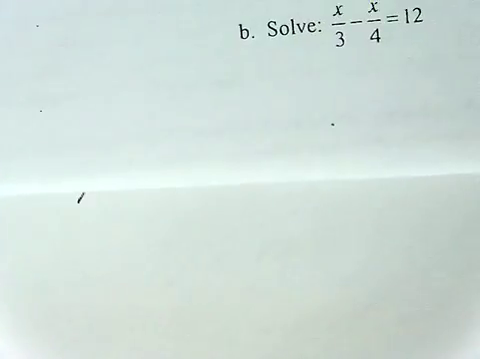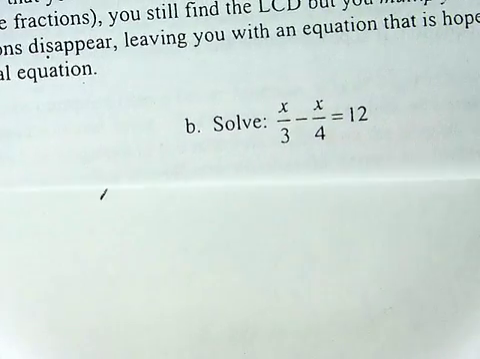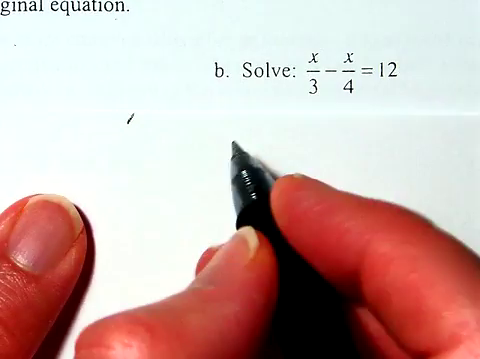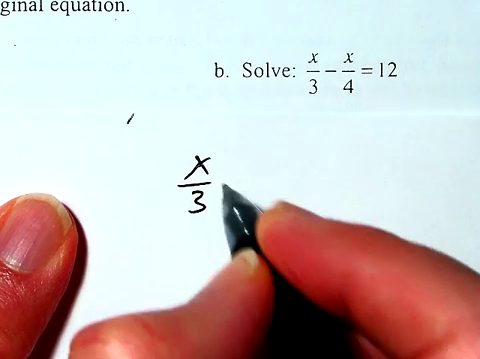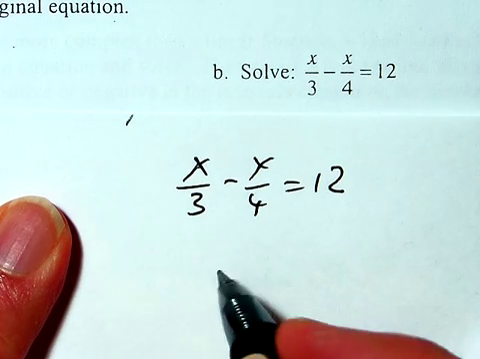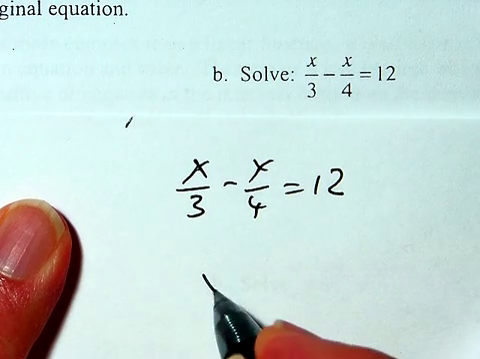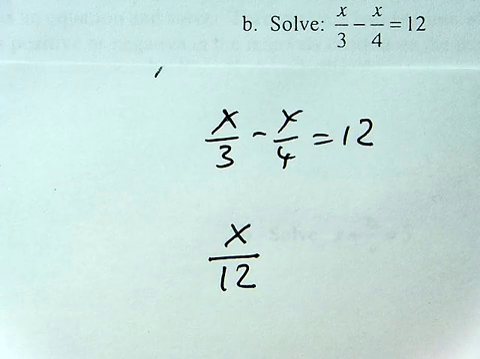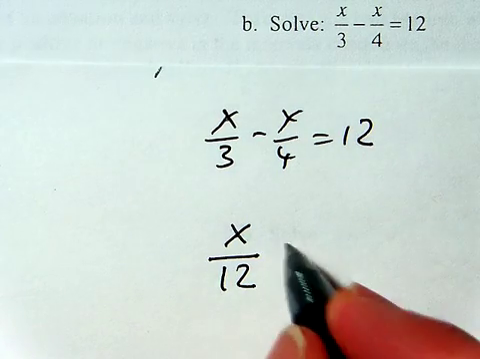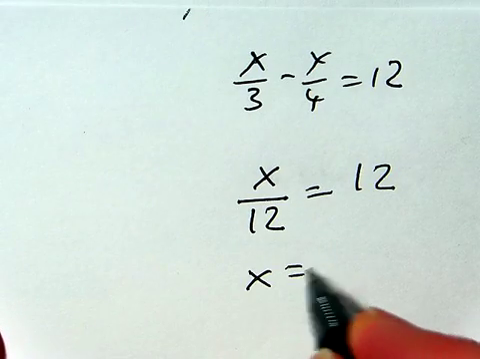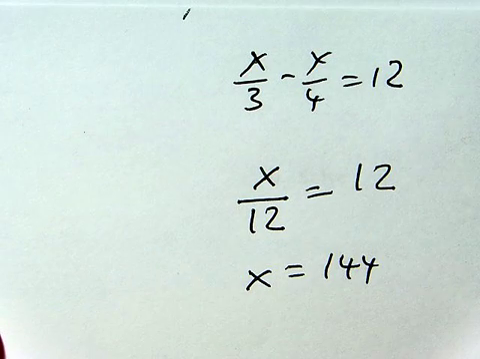How does that help us solve an equation? Well, let's take a look. So here, we're solving x over 3 minus x over 4 equals 12. But we just proved that x over 3 minus x over 4 is the same thing as x over 12. So we can substitute for the left-hand side, x over 12 equaling 12. And by simple cross multiplication, we get x is equal to 144.